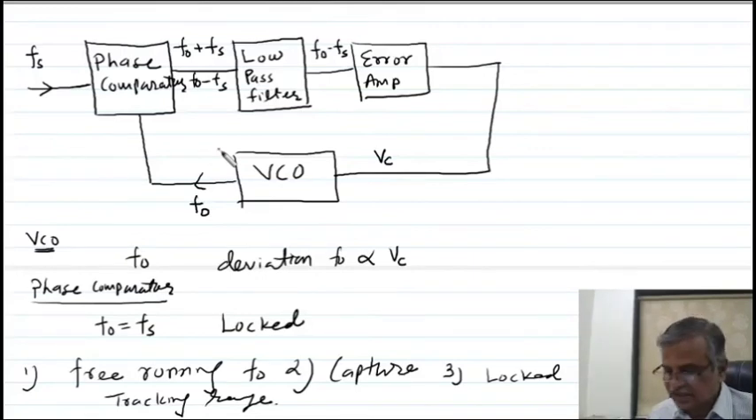So in this sense I can say that the low pass filter controls the capture range. What does the low pass filter control? The capture range. When FS is much greater than FO, then PLL does not respond. You can also say that the tracking range is larger than the capture range.